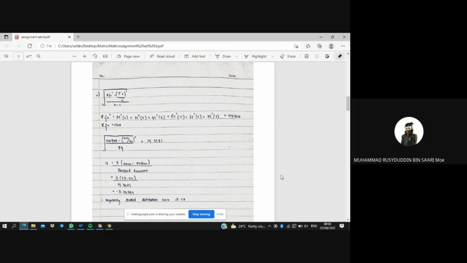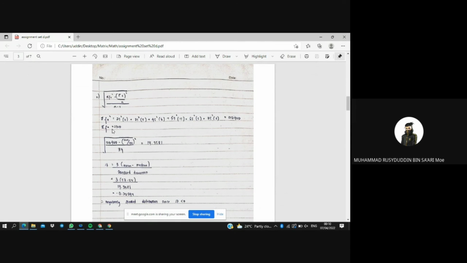For standard deviation, using the formula, we get 25 squared times 3 plus 35 squared times 5 plus 45 squared times 6 plus 55 squared times 15 plus 65 squared times 5 plus 75 squared times 6. We get 120,400. Sigma f is equal to 120. So for standard deviation, we get 14.3881.